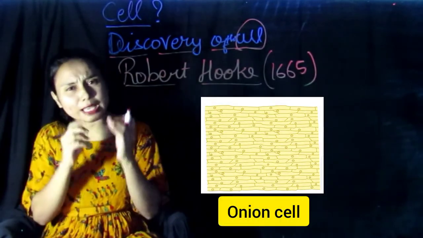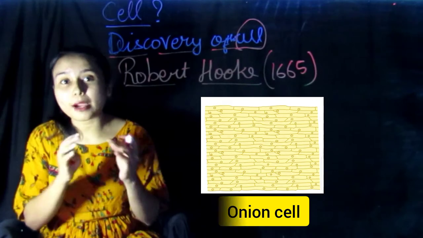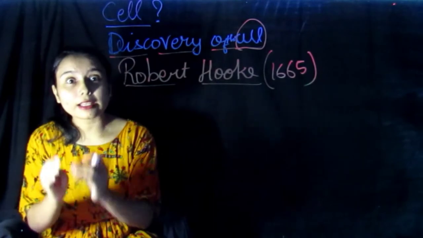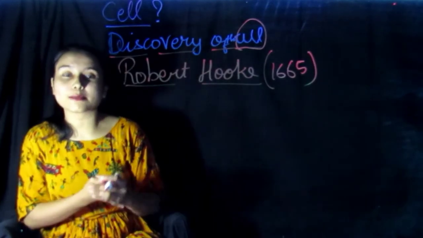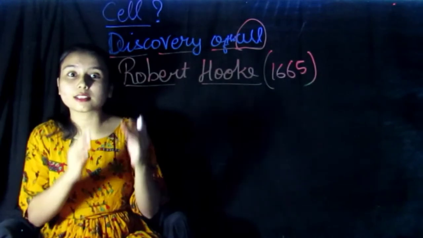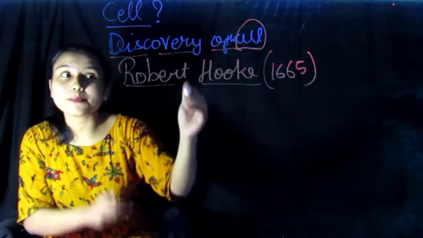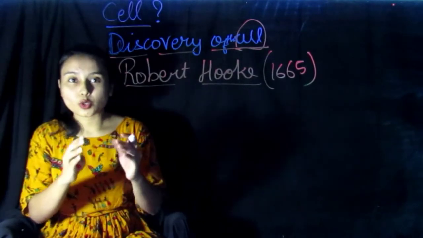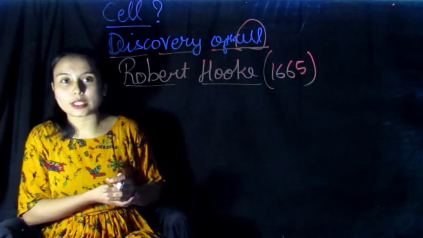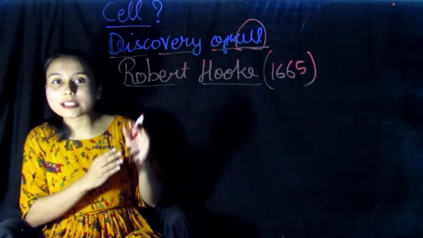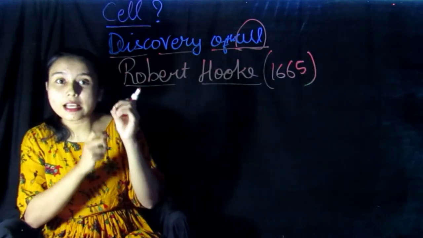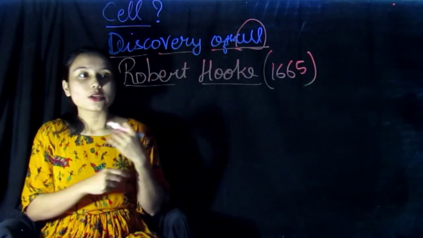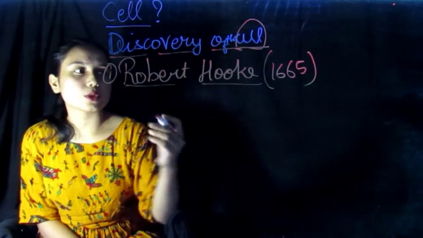Same thing, he also observed an onion peel in the microscope. The same structure is visible in the microscope, as we can see in the second picture. So at that time he concluded that every organism has compartments, has a basic unit called cell. Every organism is formed from a basic unit, the cell. With a cell, every organism started to generate their life. So he is the first scientist to discover the cell.